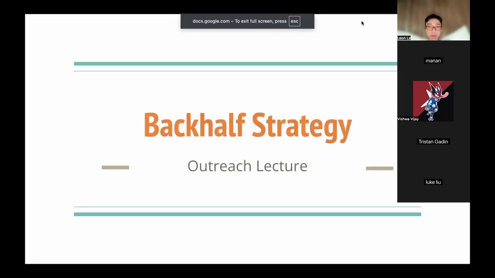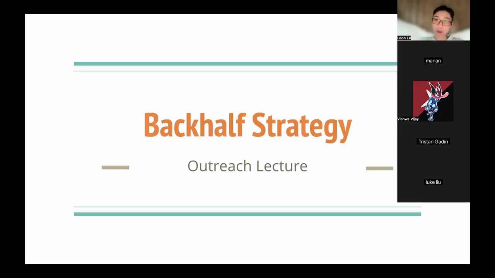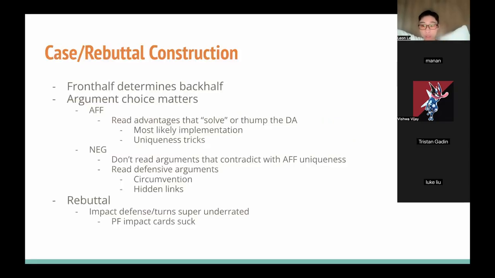So this is the back half strategy lecture, and we're going to be talking about how to best give summary and final focus speeches and how to construct the front half of the debate to best win in the back half. The first thing we have to talk about is case and rebuttal construction, because I think that the front half of the debate overwhelmingly determines what the back half will look like.